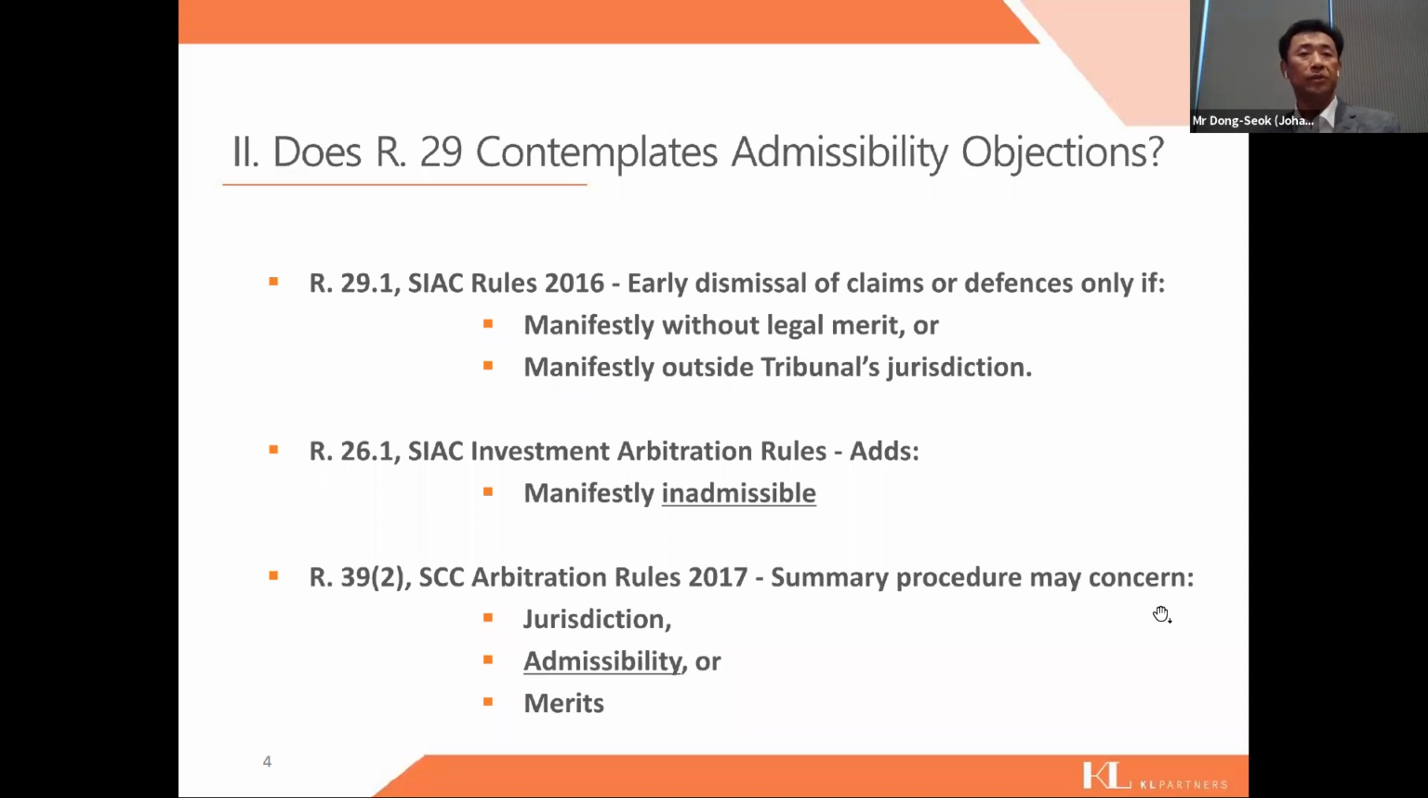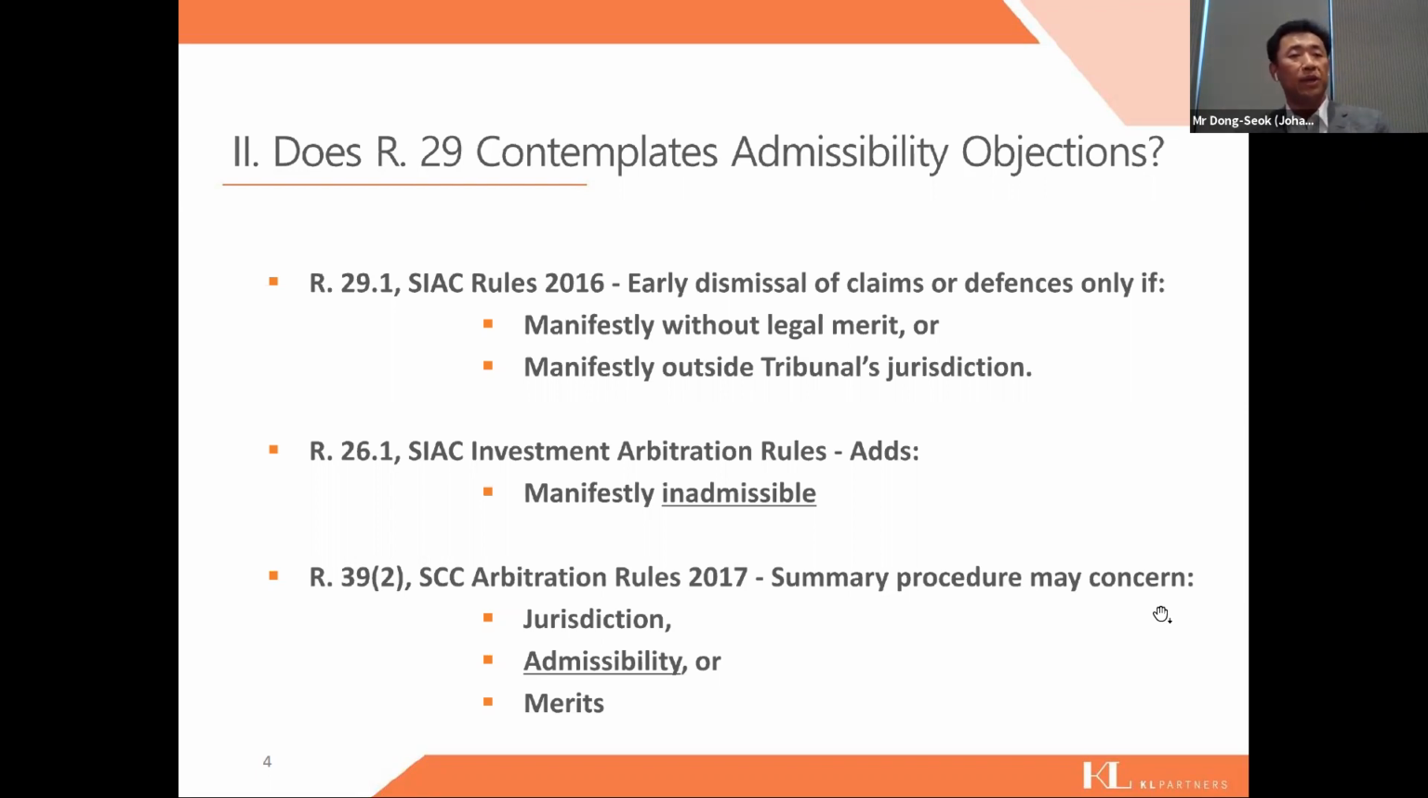And so when viewed in this context, the absence of admissibility as a specified ground under the 2016 SIAC rules raises the question whether admissibility-based objections are covered under Rule 29. As to why admissibility-based objections might not be contemplated under Rule 29, various reasons come to mind, but I don't know the answer. One of the possibilities is that decisions on admissibility objections, unlike jurisdiction decisions, are not ordinarily subject to court review at the seat and cannot be set aside.